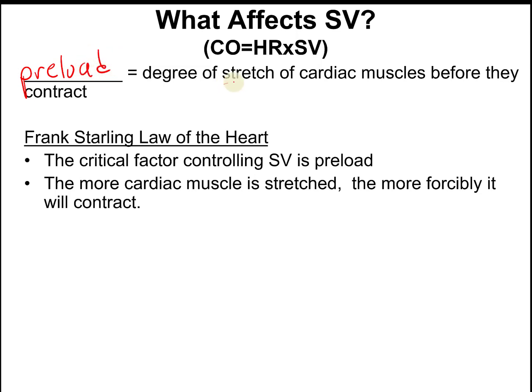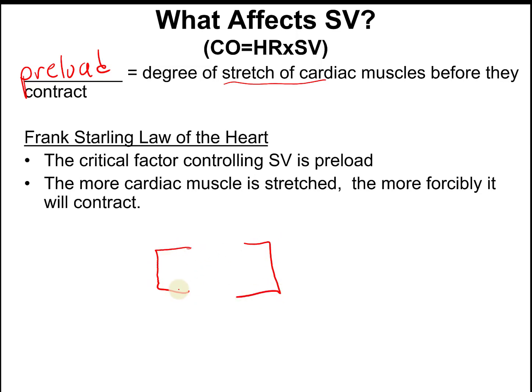Preload is the degree of stretch of your cardiac muscles before they contract. So how stretched is cardiac muscle before it contracts? And the easiest way to show you this is with a sarcomere. So we have to remember back to A&P 1 and skeletal muscles. Sarcomeres exist within cardiac muscles too. And remember, this is the structural unit of muscle.